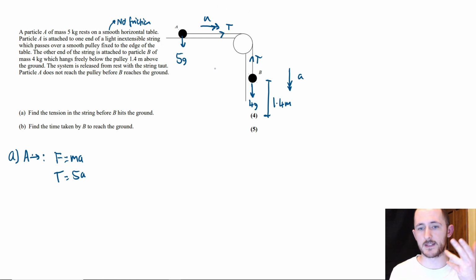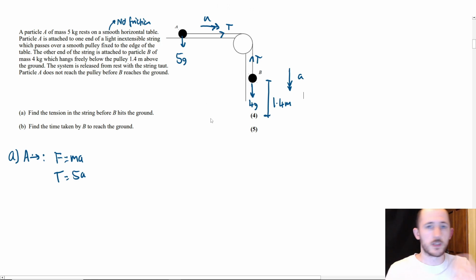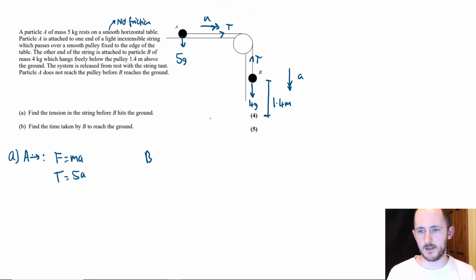So if you ever do this, and this is a bit of advice for all mechanics questions that look like this, resolve both things and in all directions, and you'll find an answer, guaranteed. So since I don't know what else I can do there, I'm going to resolve B now, because that's the only move I've got left. Downwards we have 4G, right? Because again we're using F equals ma. Upwards we have tension, and that equals 4A.